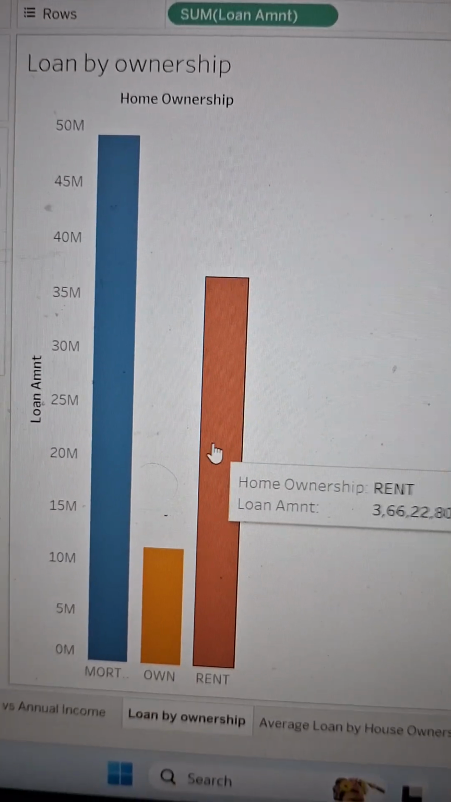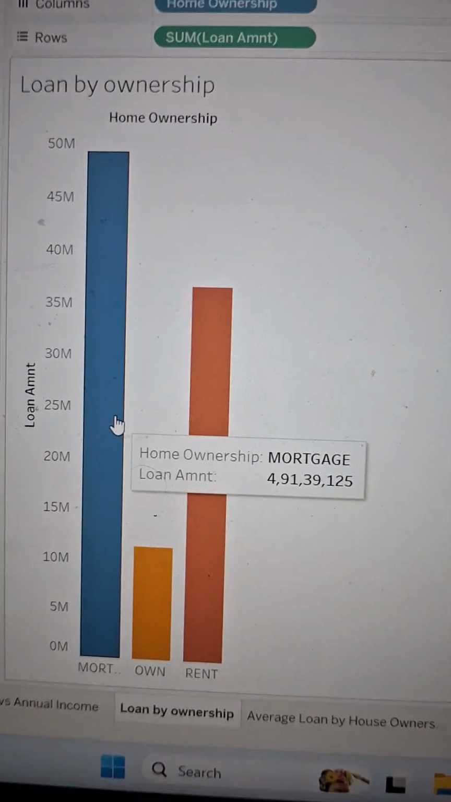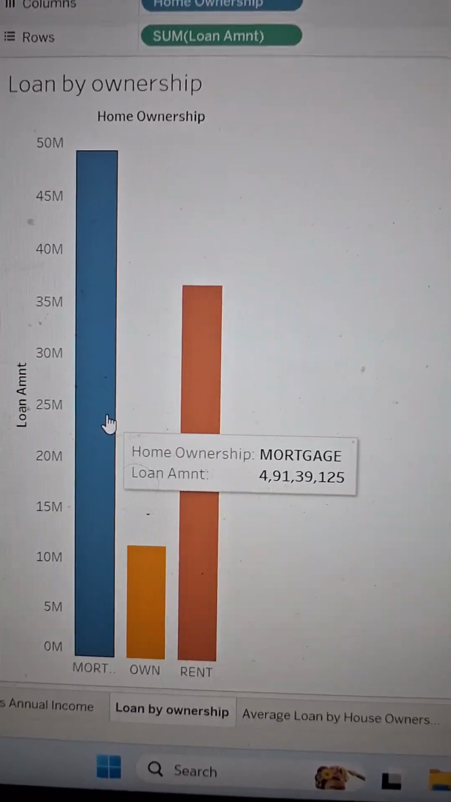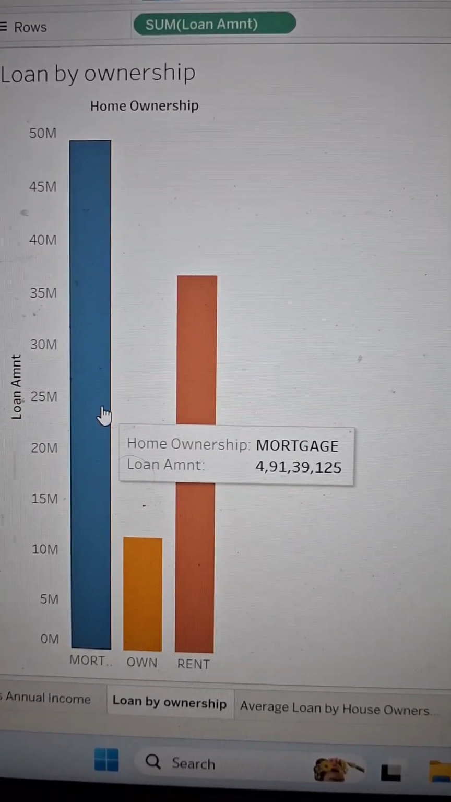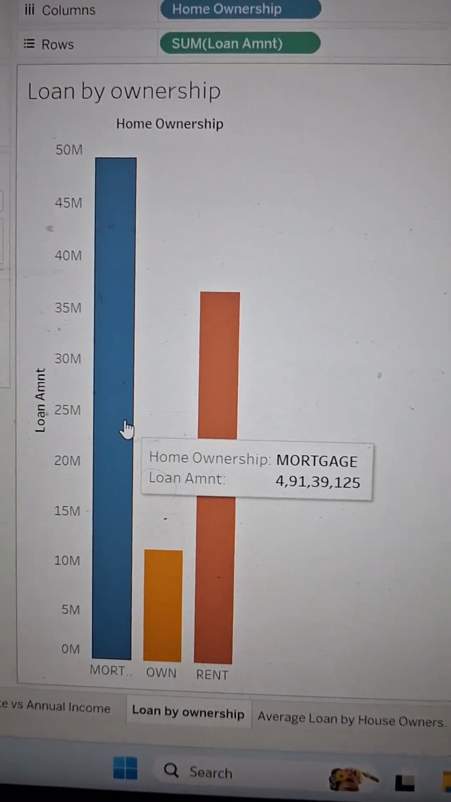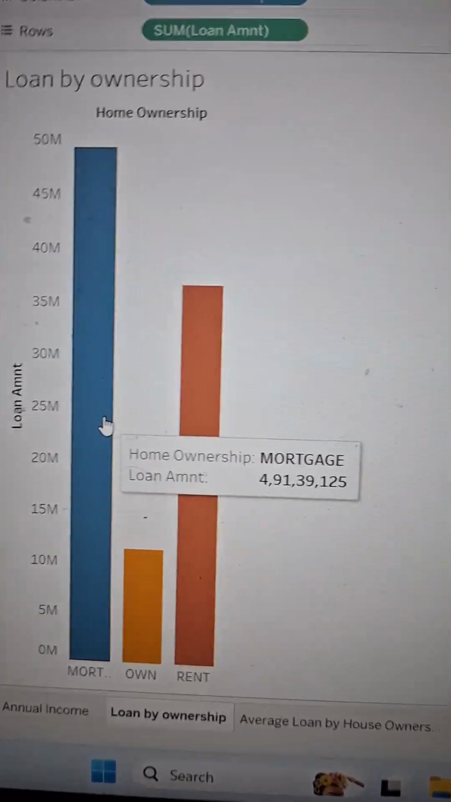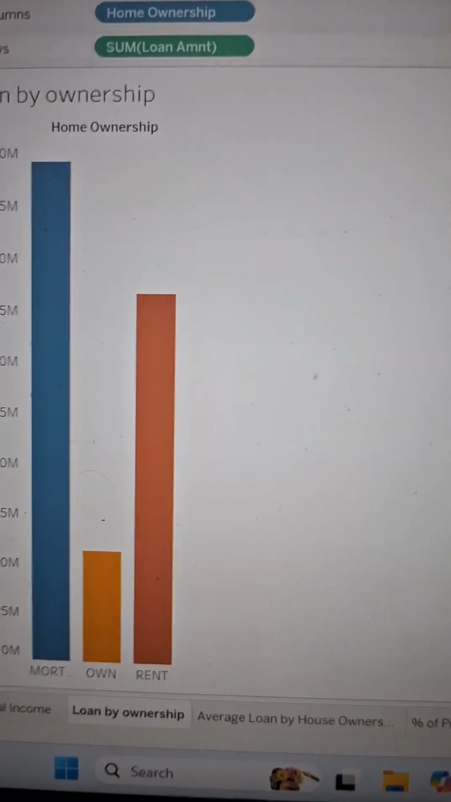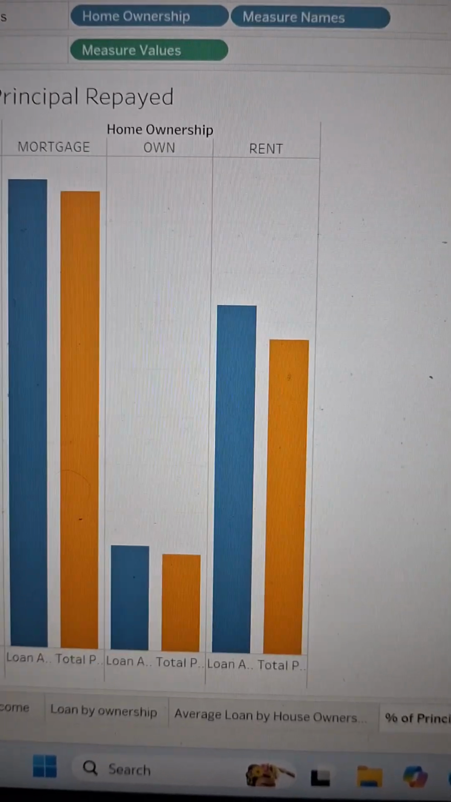So here we can see the people with a mortgaged home tend to take more loans. They are in so much need of money that they are literally ready to mortgage their home, which is the basic necessity of a human being, and then take the loans. Now we'll compare the nature of repaying the loans, and for that we'll go to this slide.